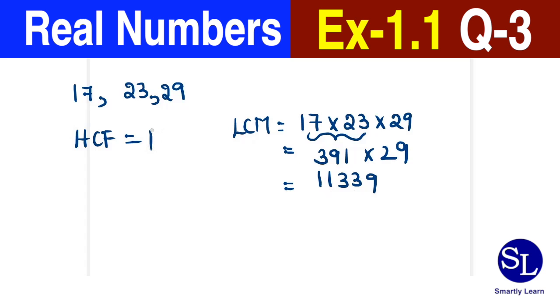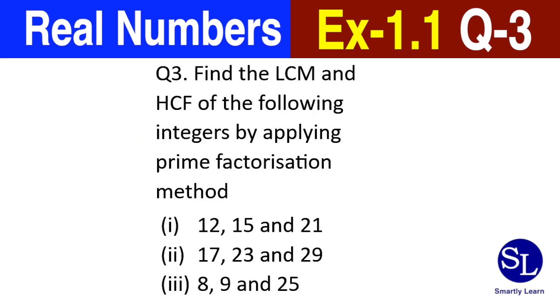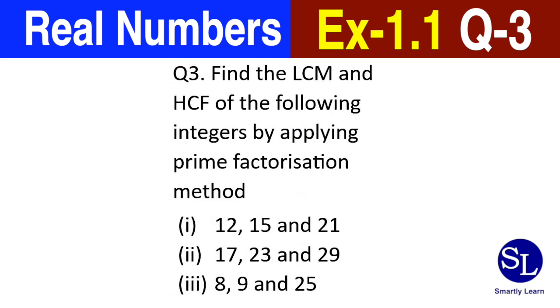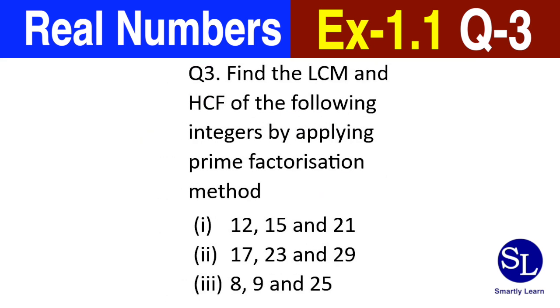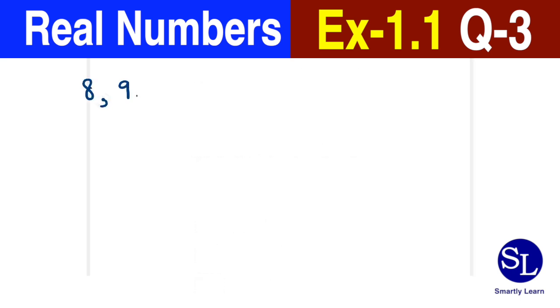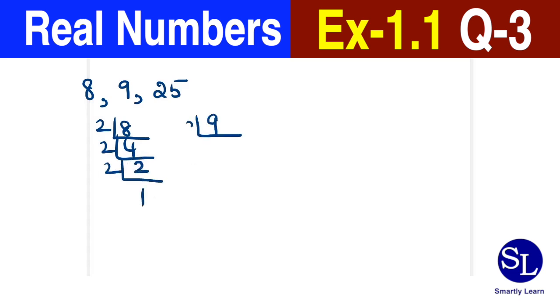Now let us look at the third case. The numbers are 8, 9 and 25. So let's factorize 8. 8 can be divided by 2. So 4 times 2, 2 times 2, 1. 9, I'm going to divide by 3. 3 times 3, again 1. 25, if I factorize it, is 5 times 5, so 5, again 1.